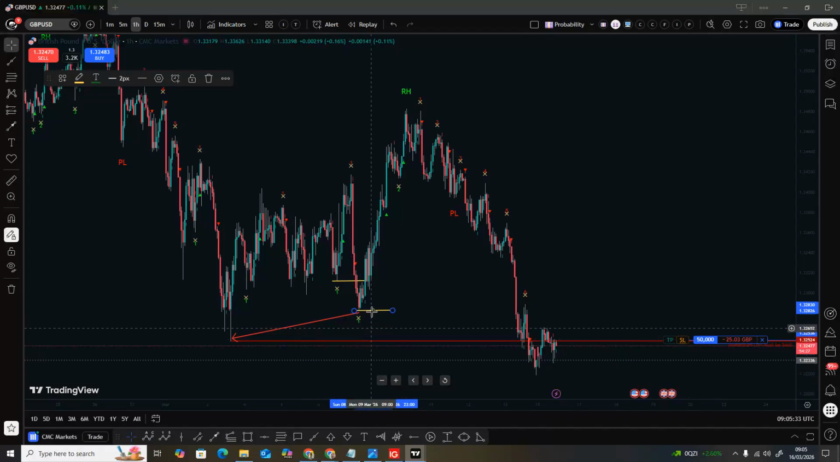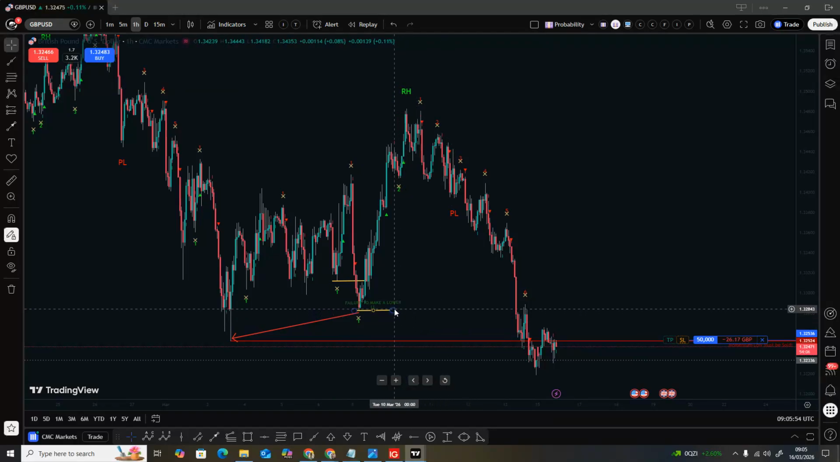Okay, so let's label it. I'm going to use the function in TradingView. Failure, that is the failure to make a lower low. I'm sure you guys will be able to, you might need to watch this video again to understand this concept. You need to see this.